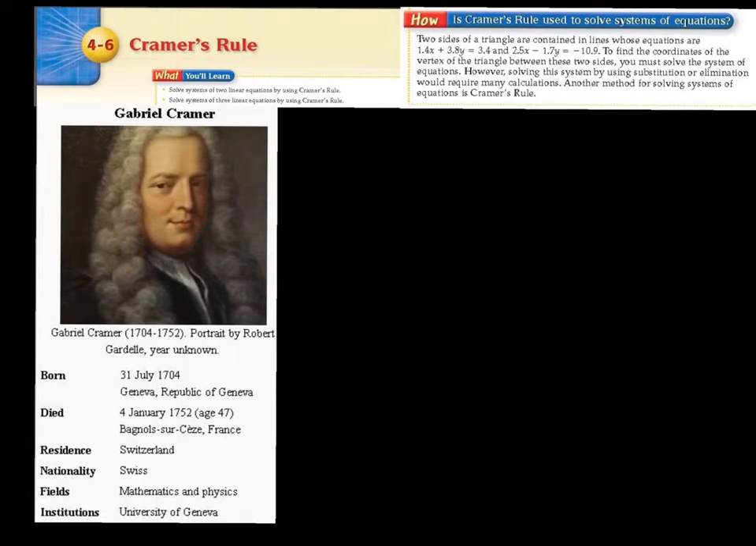Gabriel Cramer was a promising mathematician. At age 18, he received his doctorate, and by 20, he was the co-chair of mathematics at the University of Geneva, when the rest of you guys are still going to be in college.